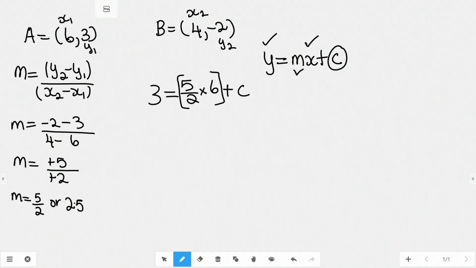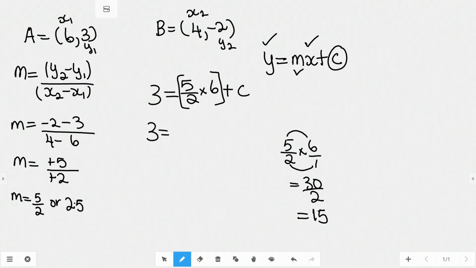We have 5 over 2 multiplied by 6. So we could just write this as 5 over 2 multiplied by 6 over 1. In order for us to take a whole number and write it as a fraction, we need to just put the whole number as the numerator and the denominator as 1. So we multiply. 5 times 6 is 30, and 2 times 1, 2. So this is equal to 30 divided by 2, 15. So we have 3 is equal to 15 plus c.